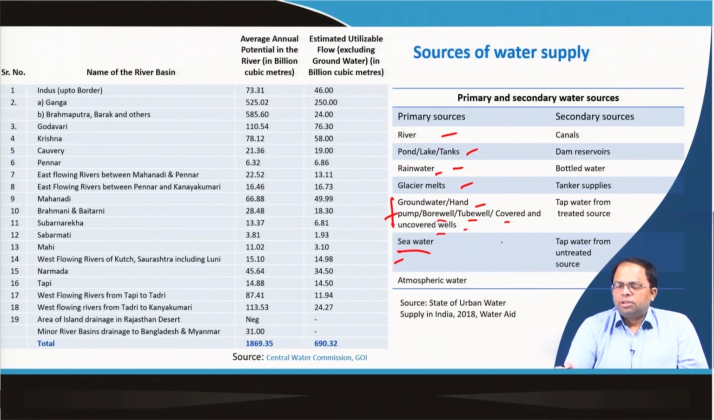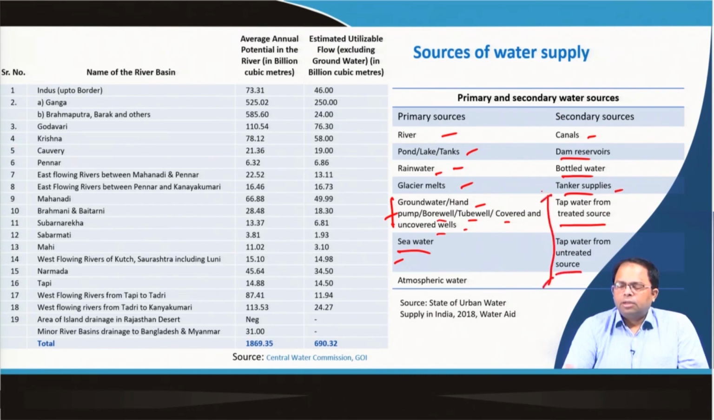What are the secondary sources of water in urban areas? Canals, because river is the natural one, canal is artificial which we construct, and then dams along the rivers, bottled water, tanker supplies. Certain areas are supplied with tankers where there is not adequate water. Then tap water from treated sources and tap water from untreated sources.